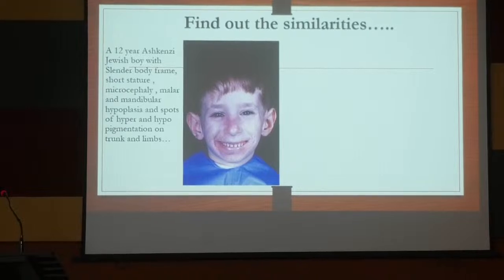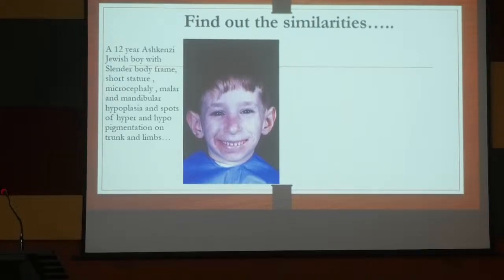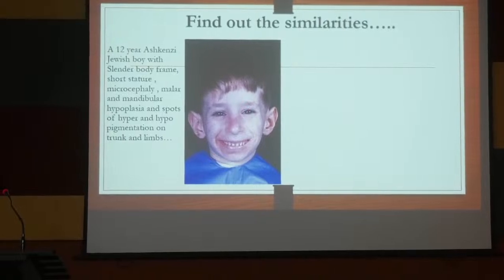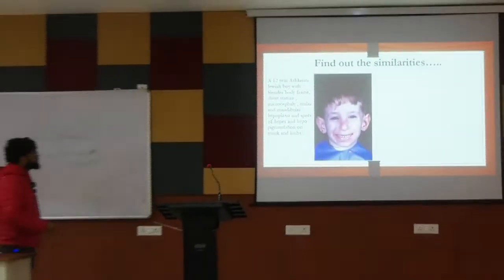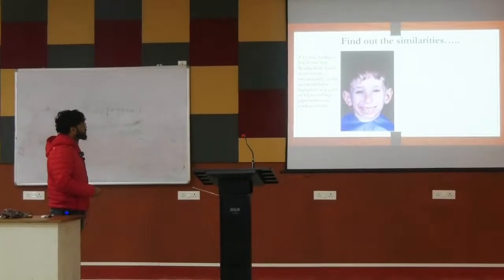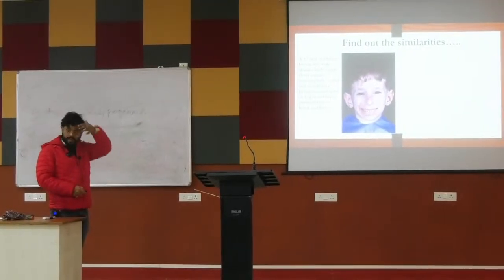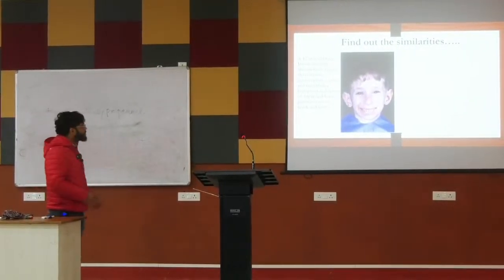Why am I saying this? Groups of diseases are usually seen in these Jews and some tribes of this locality. What we are seeing: they have a very slender but short stature. Microcephaly, the head size is small, and the pigmentation, there is scattered hypopigmentation on the face and also the legs.